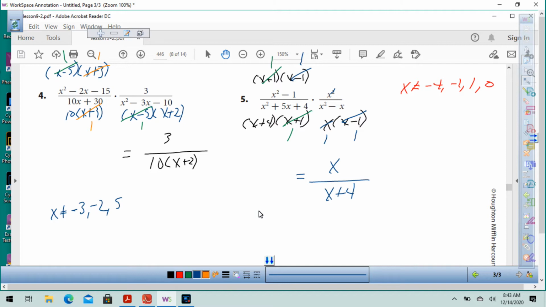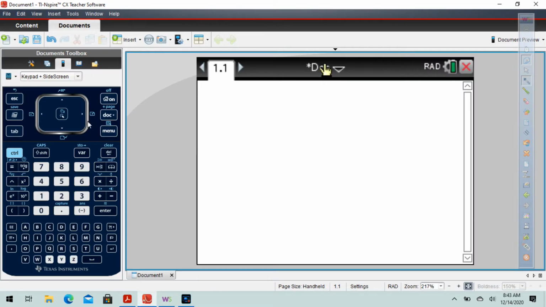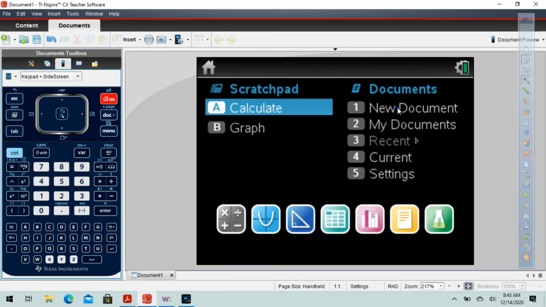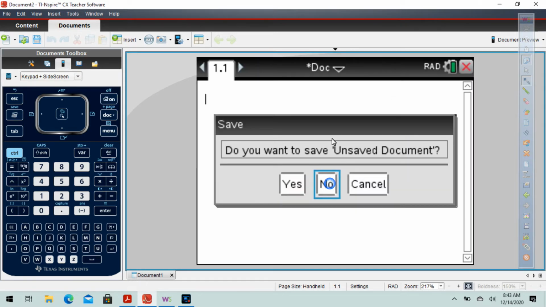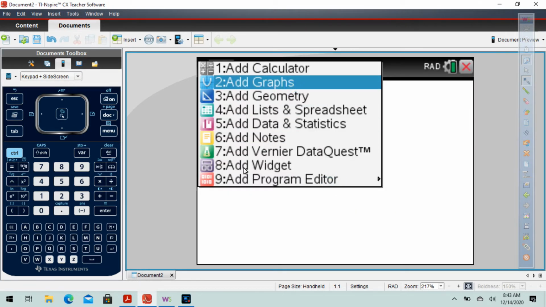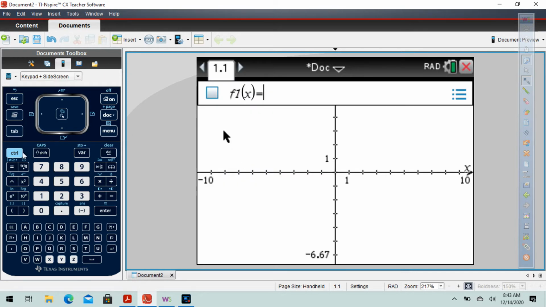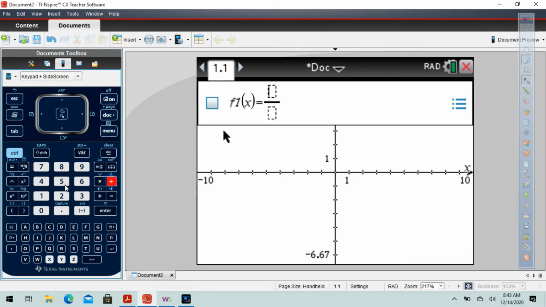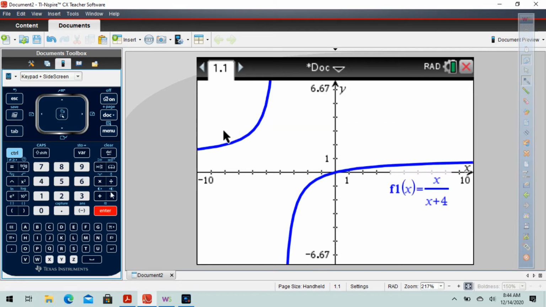Now, I'm going to show you something. I'm going to put this in the calculator. Let's see, what do we got? Let's go to graphs. Control, divide, I got x over x plus 4. Voila, there you go.